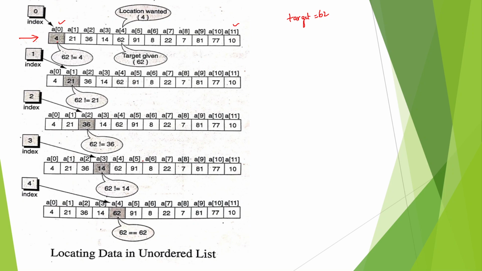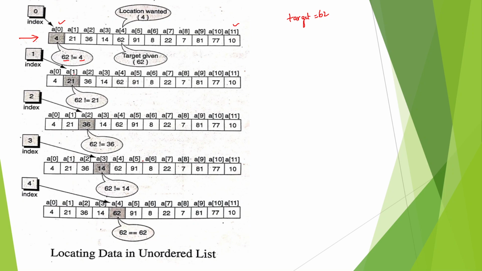We call it the beginning of the list. So we compare the first index, that is the 0th index, with the given target value. As you can see, the target is 62 and we are comparing this 62 with 4. It is a no match, not equal.